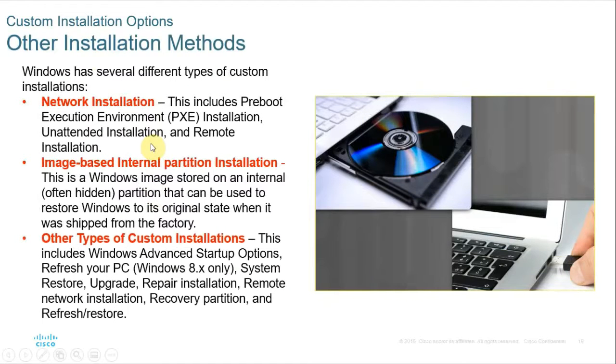What are the other installation methods that are used? How can we install it? Either you can go for network installation, or image-based internal partition installation, or other types of custom installation. So these are the different types of installations, or several different types of custom installations, which you can do.